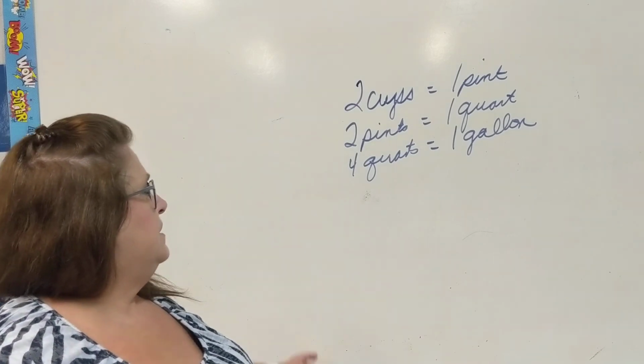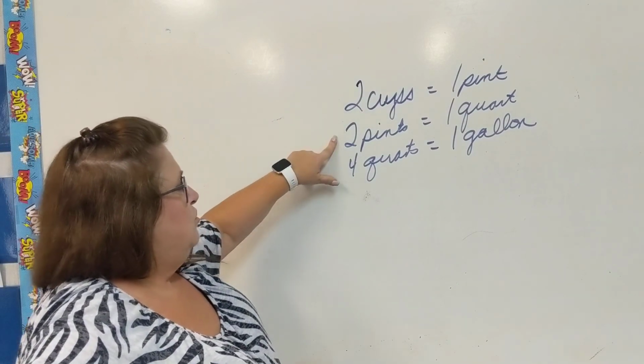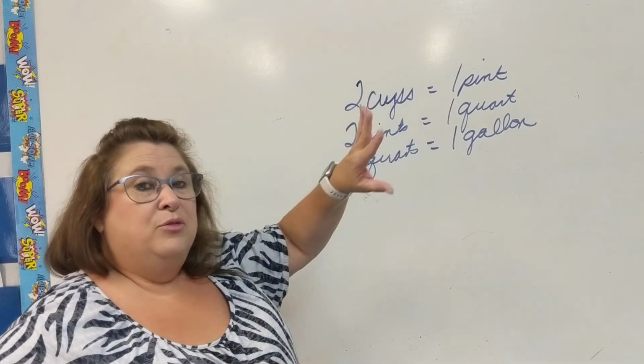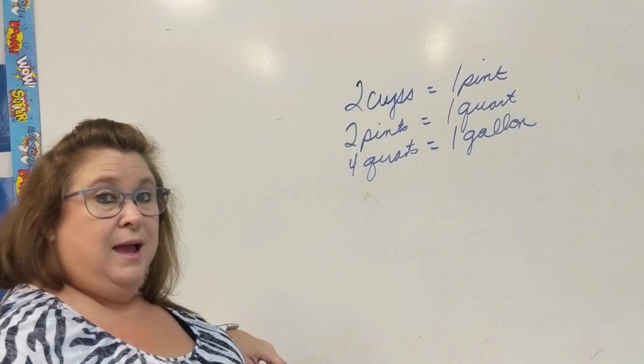But I say it like this: 2 cups in a pint, 2 pint in a quart, 4 quart in a gallon. Now I'm going to say it about 3 times, and then I want you saying it with me at home.